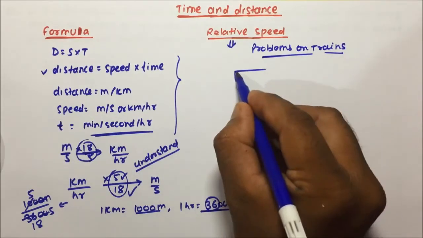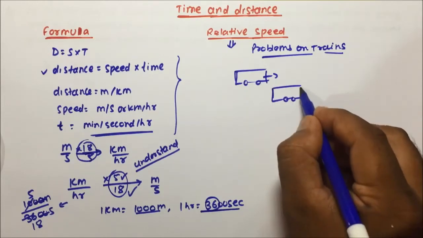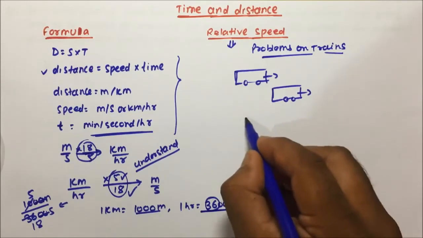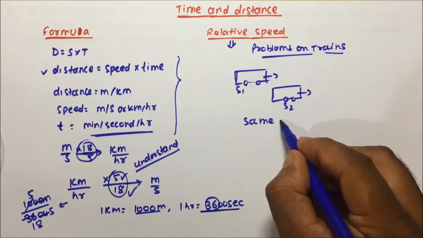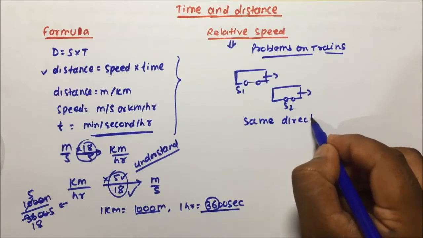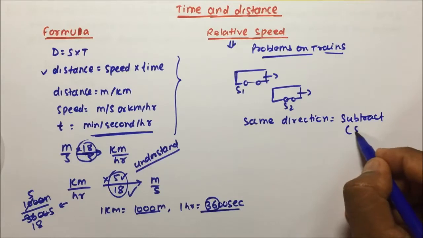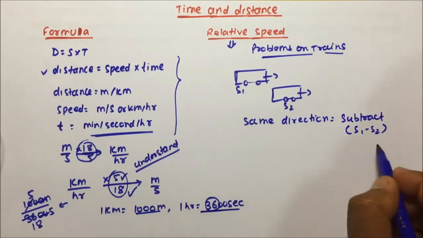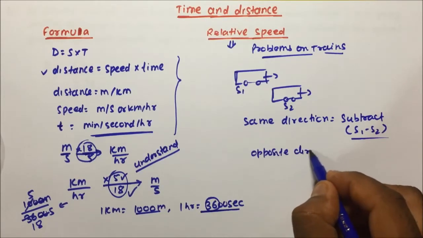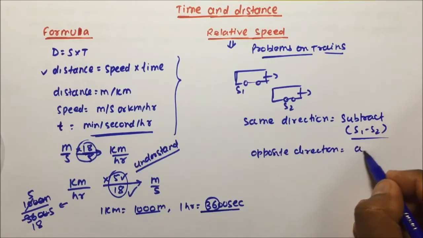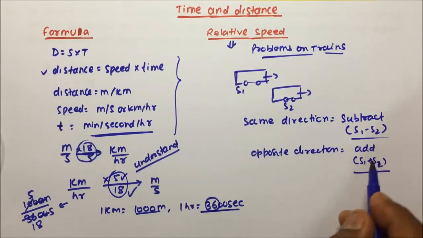Now suppose two buses or two trains or two vehicles are moving in the same direction, then the speeds will have to be subtracted. See, same direction means S for same and S for subtract. So we'll have to subtract the speeds, and that will be our relative speed. I will tell you the concept as well. And if it is the opposite direction, then the speed will get added. It will become S1 plus S2. Now friends, I will tell you what relative speed is.